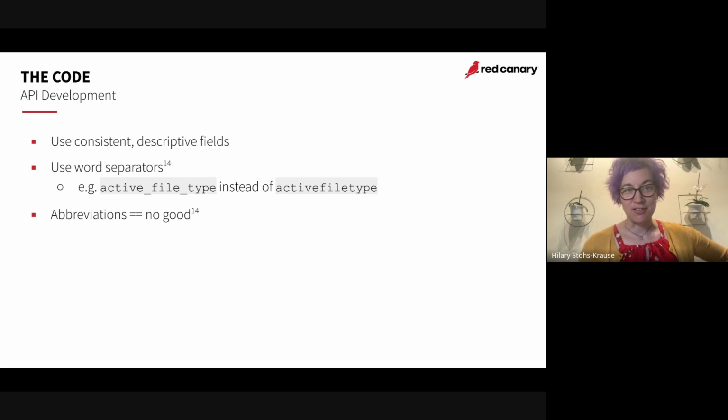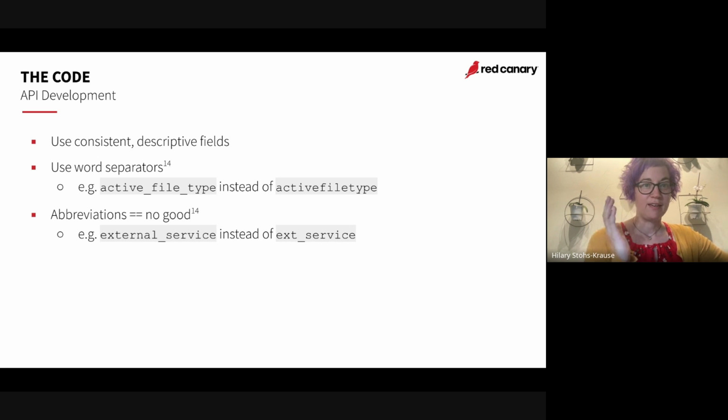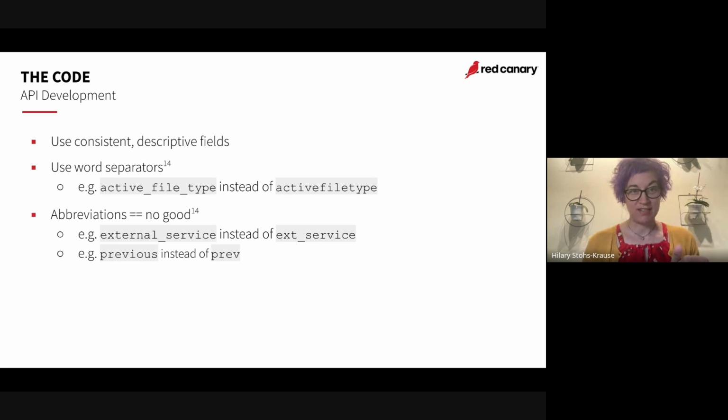Again, abbreviations, no good. Don't do it. And this, I think, is an area where it's very easy to do abbreviations. So some examples, right? Spell it out. So external service instead of ext service. Previous instead of pre. Prev is one that I see a lot, right? Next and pre. I'm like, oh, they're both 4 letters. That's nice. No, just write out previous. Just do it.